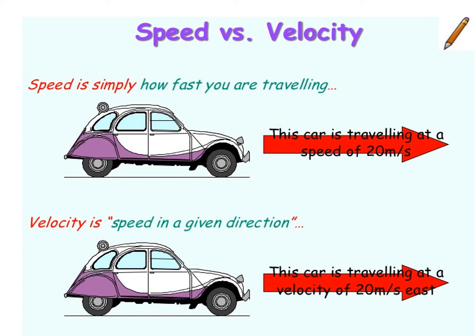Alright, that's much better. Okay, so velocity is speed in a given direction. So you'll always have a direction included when you have velocity. If you look at the example here, it says the car is traveling at a velocity of 20 meters per second east. That's the direction, east.